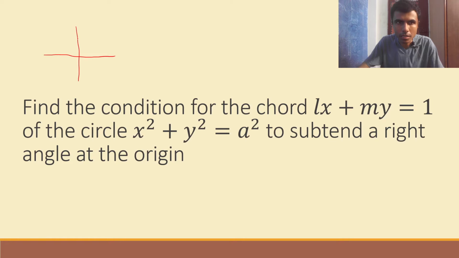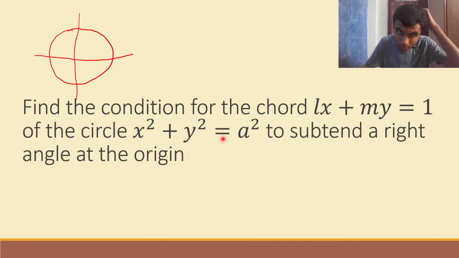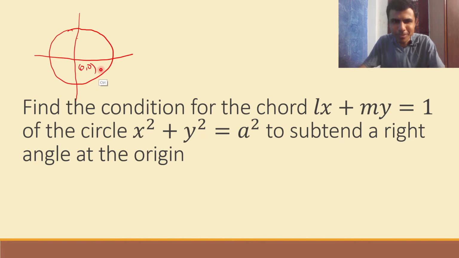See, basically, let me take it without the coordinate axis. Wait, I'll put the coordinate axis. This is a circle. If you observe, the circle is x square plus y square equal to a square. So its center is 0 comma 0, the origin. I know it's not exactly that good, but I hope it's adjustable. And radius is a.